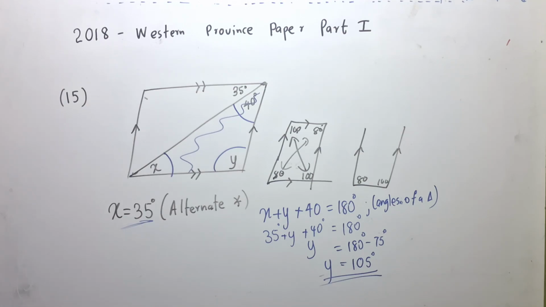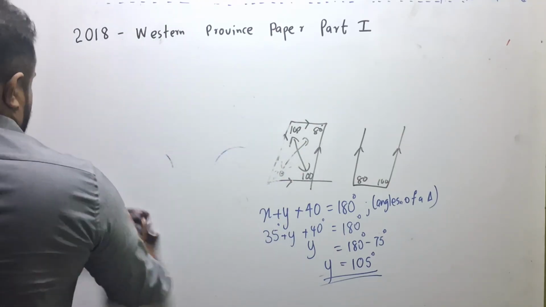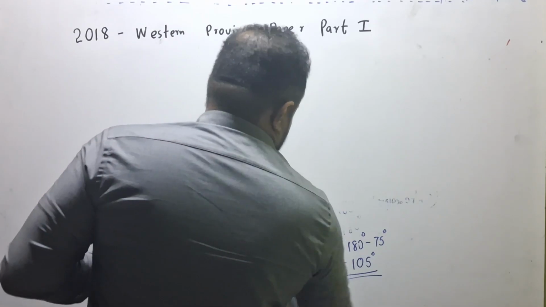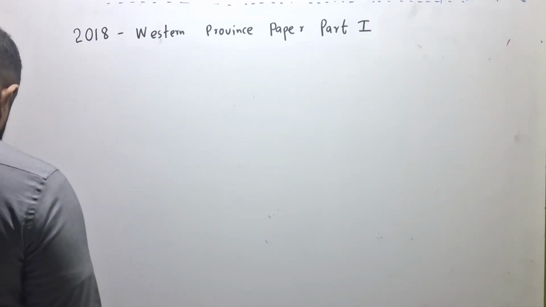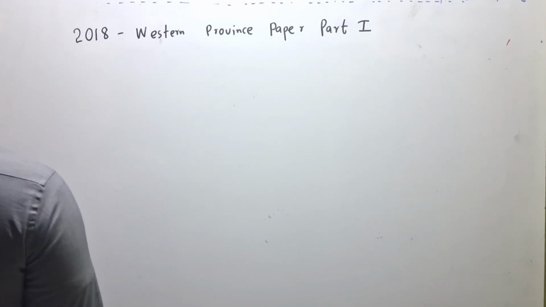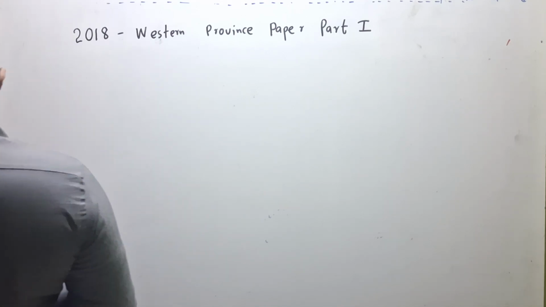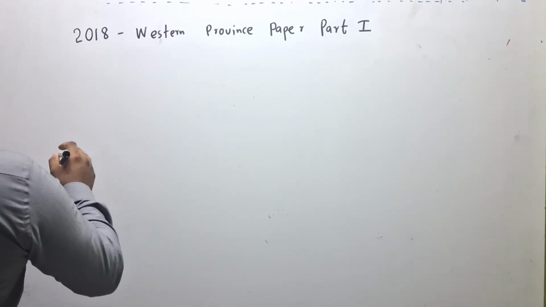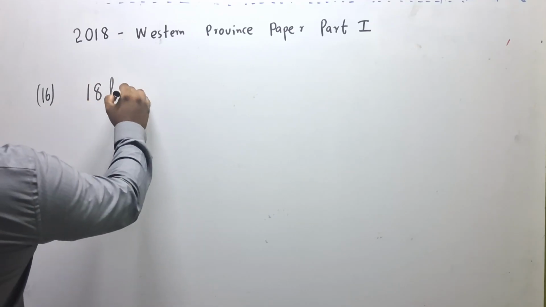Next question. Question number 16. Capacity of a water tank which is used to supply water to a certain house is 3600 liters. If the water is supplied at the rate of 18 liters per second, how many seconds will it take? Okay. What is the flow rate? 18 liters per second.